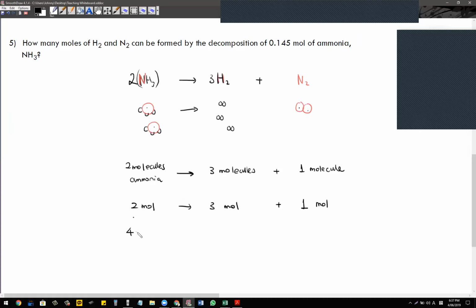If you have 4 mole, this will give you, you guys can try this, how many mole and how many mole? I'll wait for your answer. If you have 4 of these, then how many mole of that and how many mole of that? Mihir? You can type your answer.